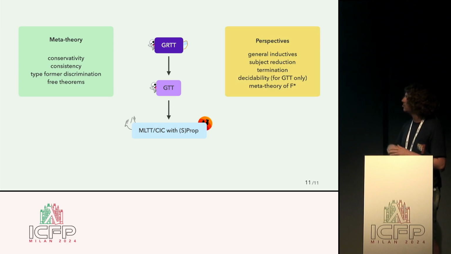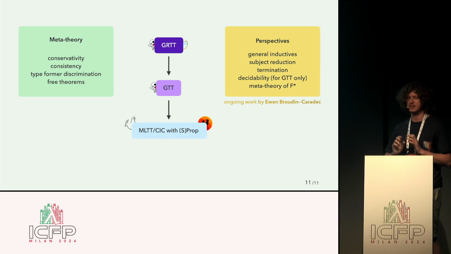There's more to be done, like handling inductive types in general, not just examples, proving sub-properties like subject reduction, determination, decidability when you don't have reflection, and maybe look at the meta theory of F star, especially the ghost effect. A student who's actually defending his master's thesis as I speak has been working on that and made good progress, so I'm quite happy.